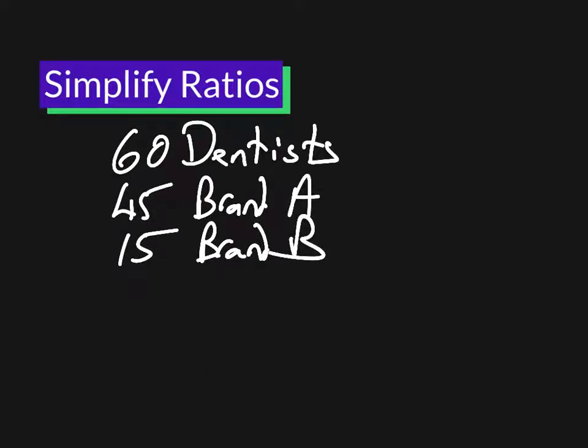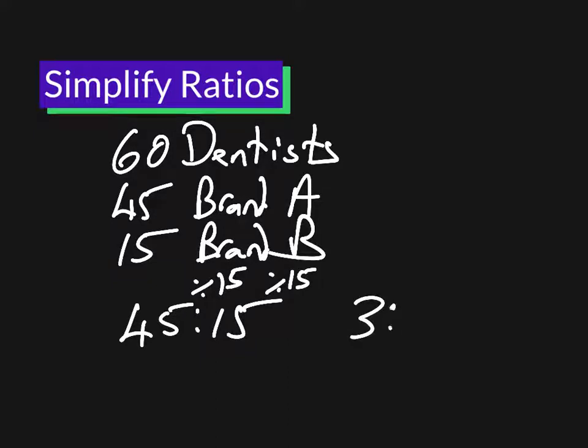Okay, so you could say the dentists prefer brand A 45 to 15. Or you could simplify it, dividing both 45 and 15 by 15. So you could say dentists prefer brand A 3 to 1.